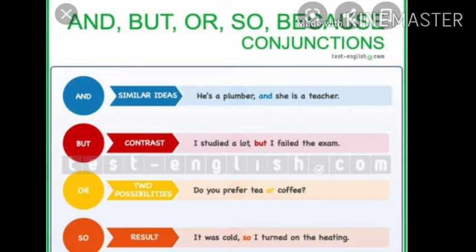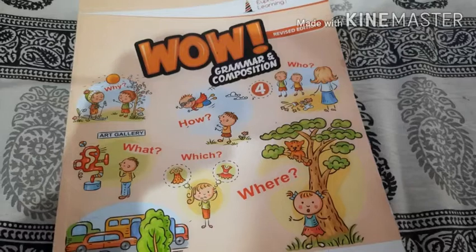Next on the list is so. So gives the result: he did this, therefore this happened. For example, it was cold, so I turned on the heater. Right? So it gives the result of the sentence. So we use and where there is a similarity, but where there is a contrast, or for two possibilities, and so for the result. Now let us move to our textual exercise that is in the textbook.